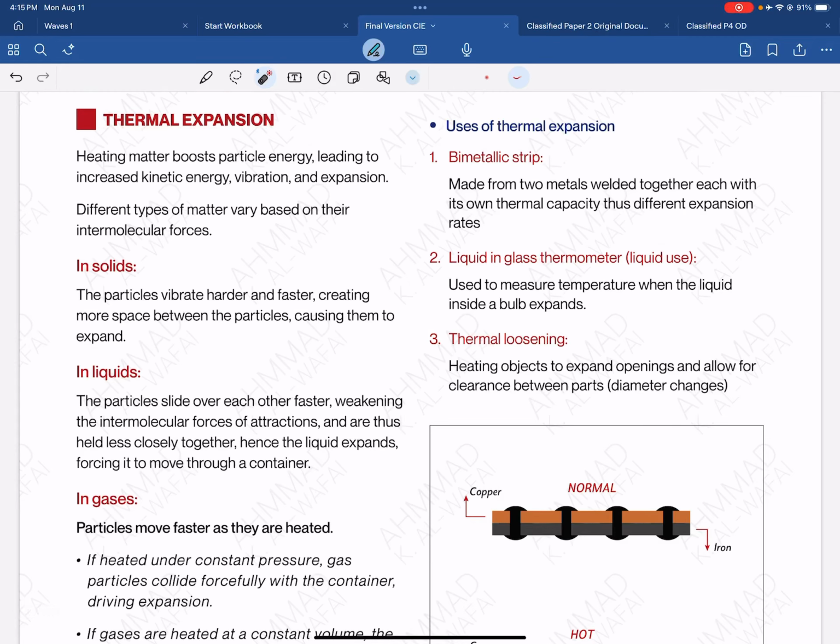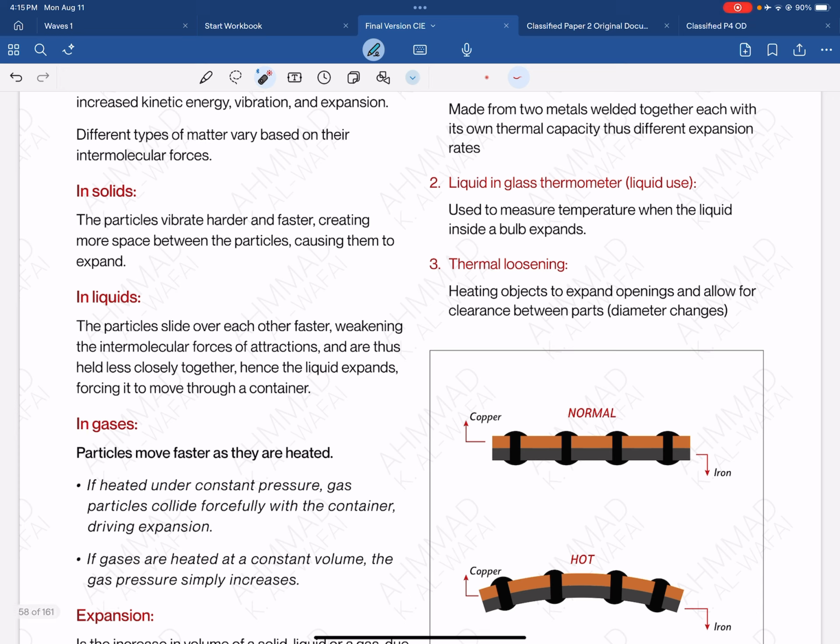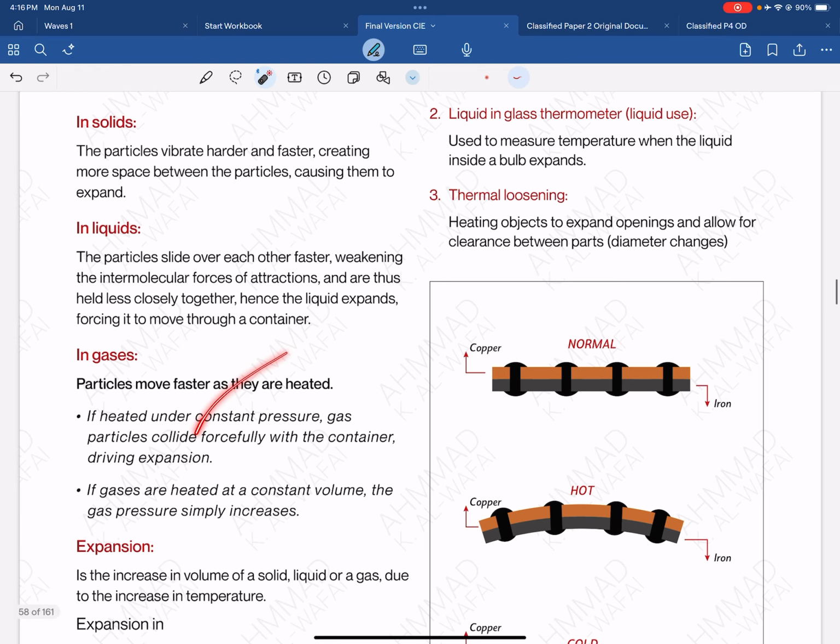Now, thermal expansion is something that is caused by thermal energy. In solids, liquids and gases, all of these expand when they are subjected to what? Well, subjected to heat. We said at the start of this unit that temperature is the measure of the average kinetic energy of the molecules. So when you increase the temperature, the motion of the particles increases. The higher the temperature, the more collisions and the faster the particles move, creating more space and weakening the intermolecular forces, and therefore they expand. So this is basically thermal expansion.